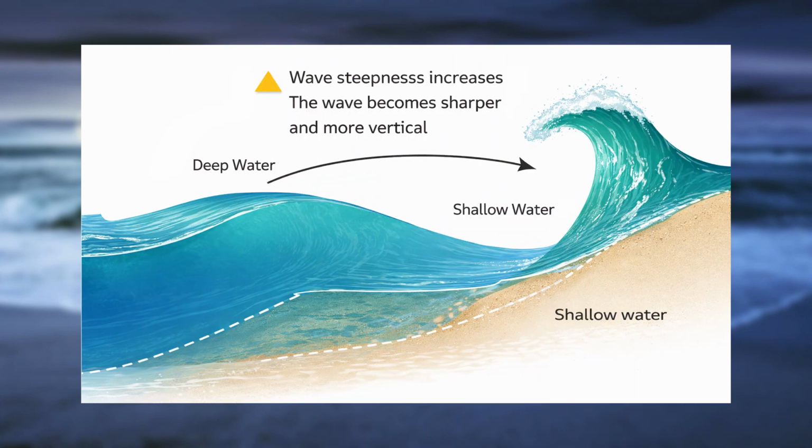As waves break, wave height increases, the water is pushed upwards, wavelength decreases, the wave slows down and becomes shorter. Wave steepness increases, the wave becomes sharper and more vertical. When a wave finally collapses or falls forward, it releases a huge amount of energy. This energy is called surf energy.